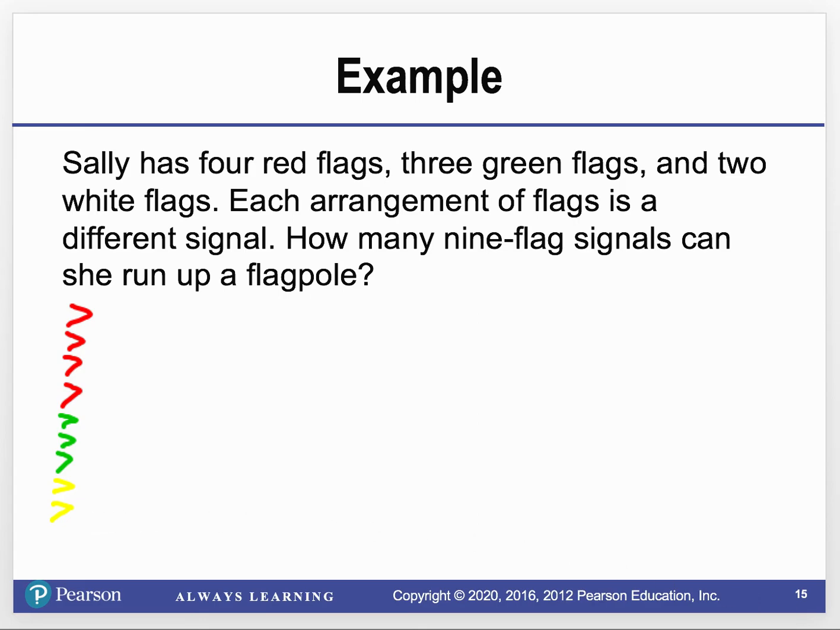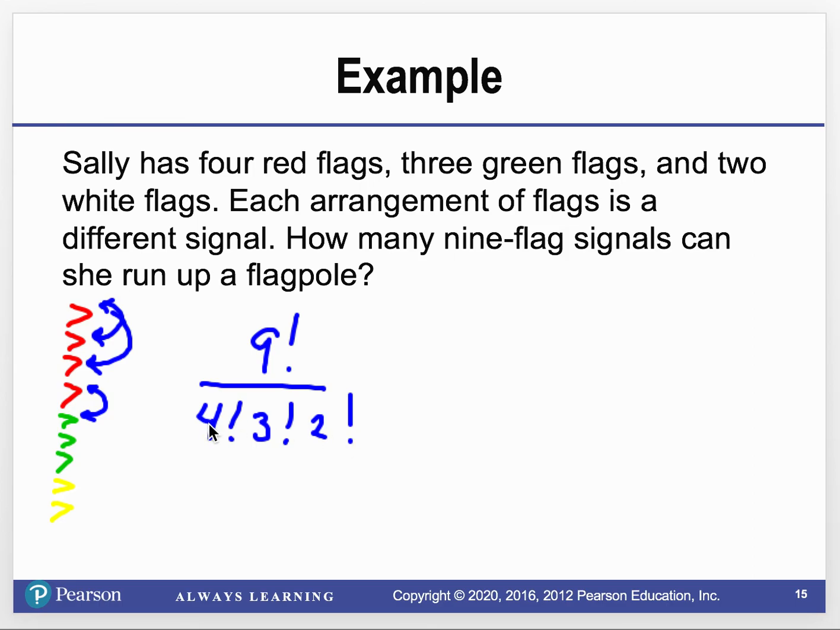Okay, so our problem is, if I swap places with these 2 flags, it's not a different signal, right? If I swap places with these 2 flags, it's not a different signal. If I swap with these 2, it is, though. So I've got to remember my formula. Now, there's 4, 5, 6, 7, 8, 9. So it's 9 factorial over, and because there's 4 the same, and then 3 green ones, and then 2 white ones, 4, 7, 8, 9, check.